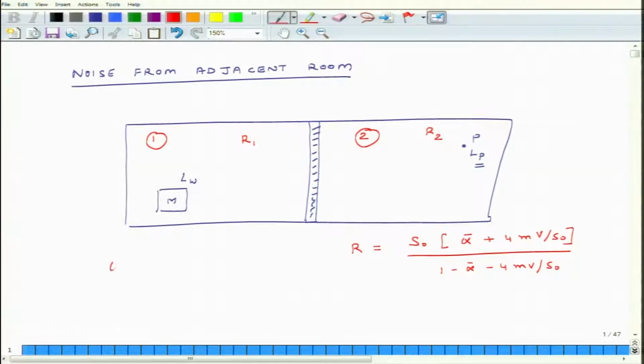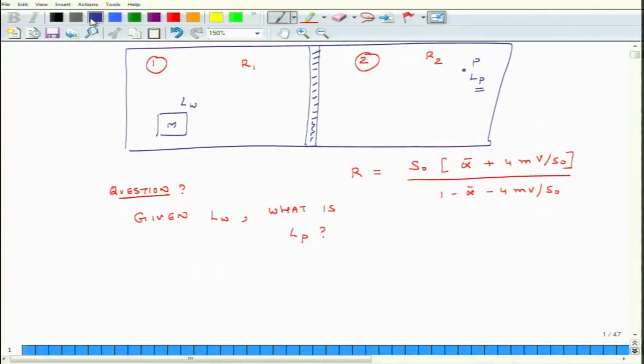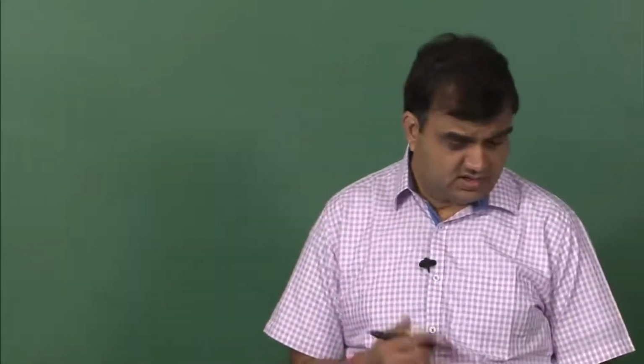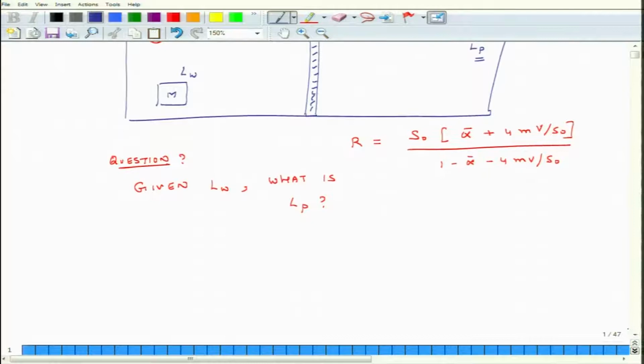So, the question is, given LW, what is LP? This is what we are trying to figure out. The answer to this question comes from a lot of mathematics and also analytical formulations as well as statistics and some empirical data, and what I am going to write down is directly the result.